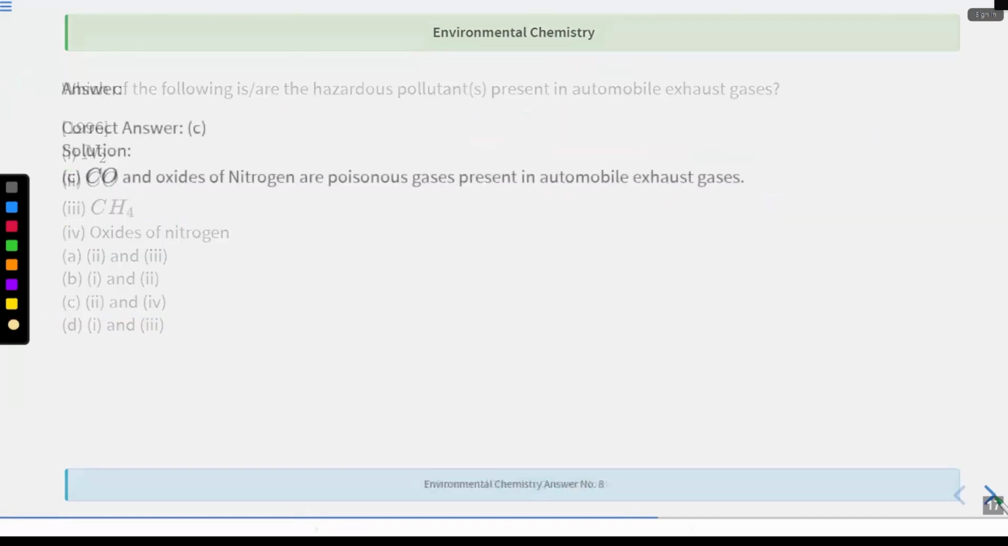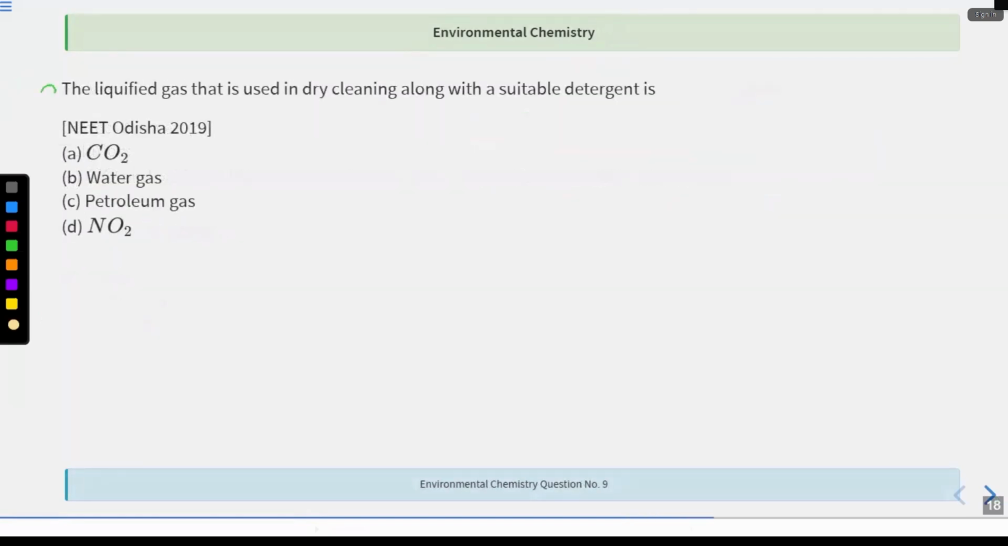So moving ahead, question number 9. The liquefied gas that is used in dry cleaning along with suitable detergent. So why liquefied gas? Because we use it in cleaning, and in cleaning we can't use a gas that is volatile, because volatile gas basically moves away. So we need to use a suitable gas which can be used in cleaning. Dry cleaning basically means that cleaning which we give, like when we give our clothes for dry cleaning. So what gas is used there? They are asking this.